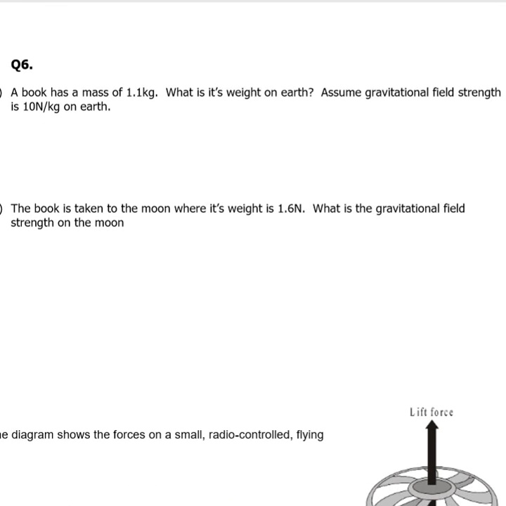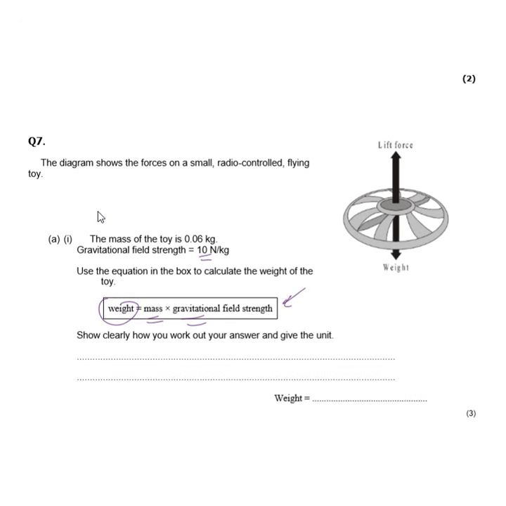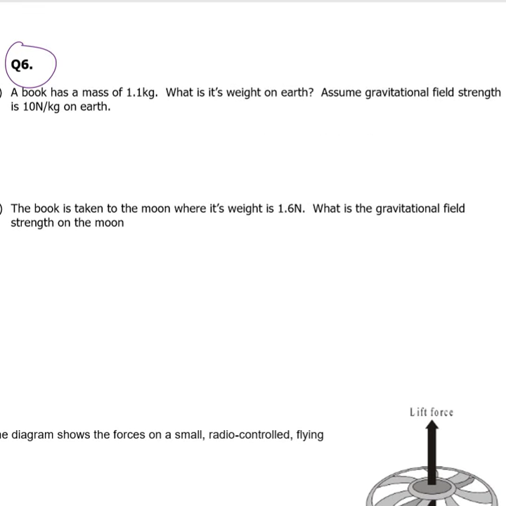Now, here we go. Again, this is the equation. Number 6, the equation is given to us. Everything's connected, like the cycle of life. So W equals M times G. We're looking for weight, so 1.1 times 10. This is 11 Newton, done.